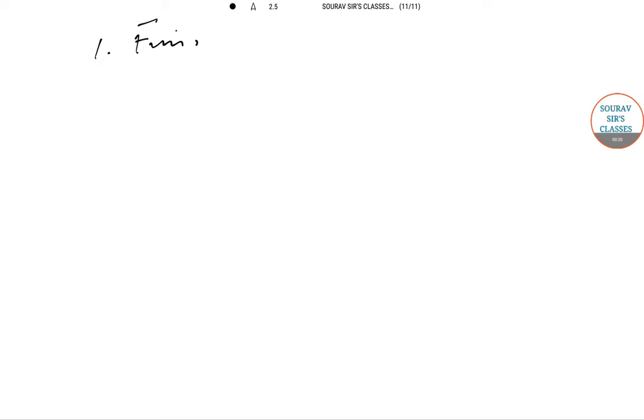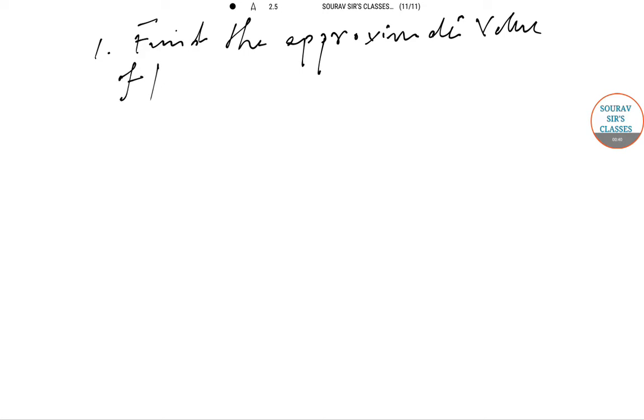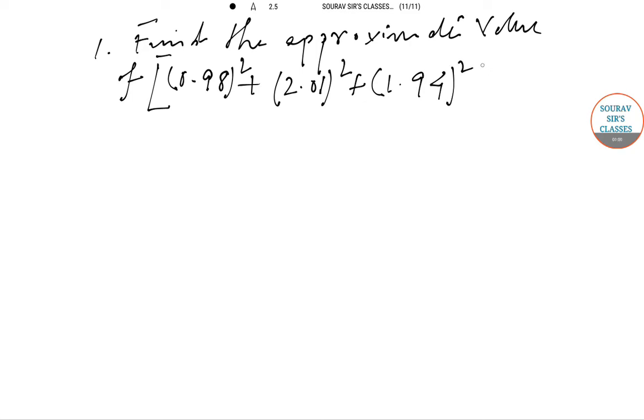Find the approximate value of (0.98 whole square plus 2.01 whole square plus 1.94 whole square) to the power half. So you need to find the value of this.